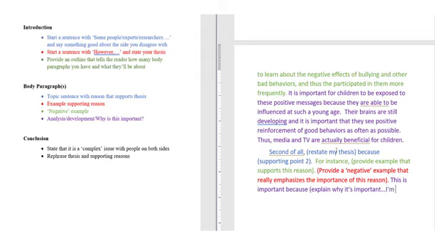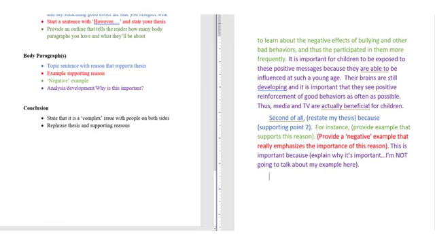Remember, I'm not going to talk about my example here. My example is finished, okay? And so once I do that, I can then finally move to my conclusion. And in my conclusion, if you look at the structure, you're just going to state that it is a complex issue with people on both sides. And this is relatively easy to do. So let's go to black.